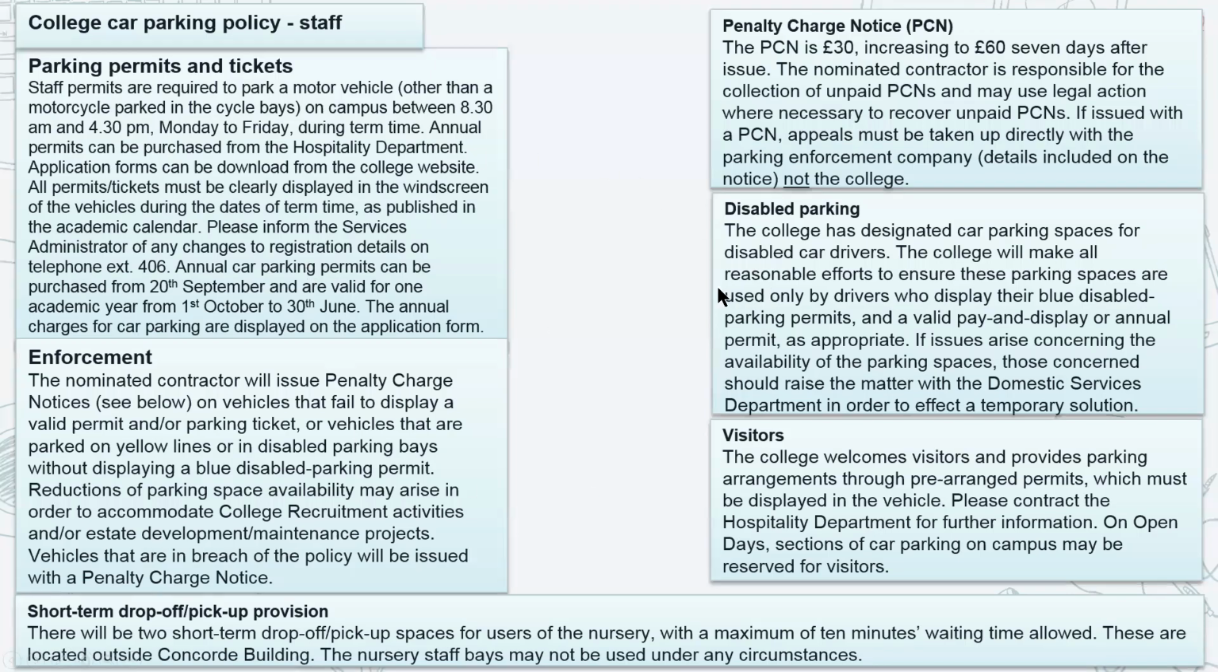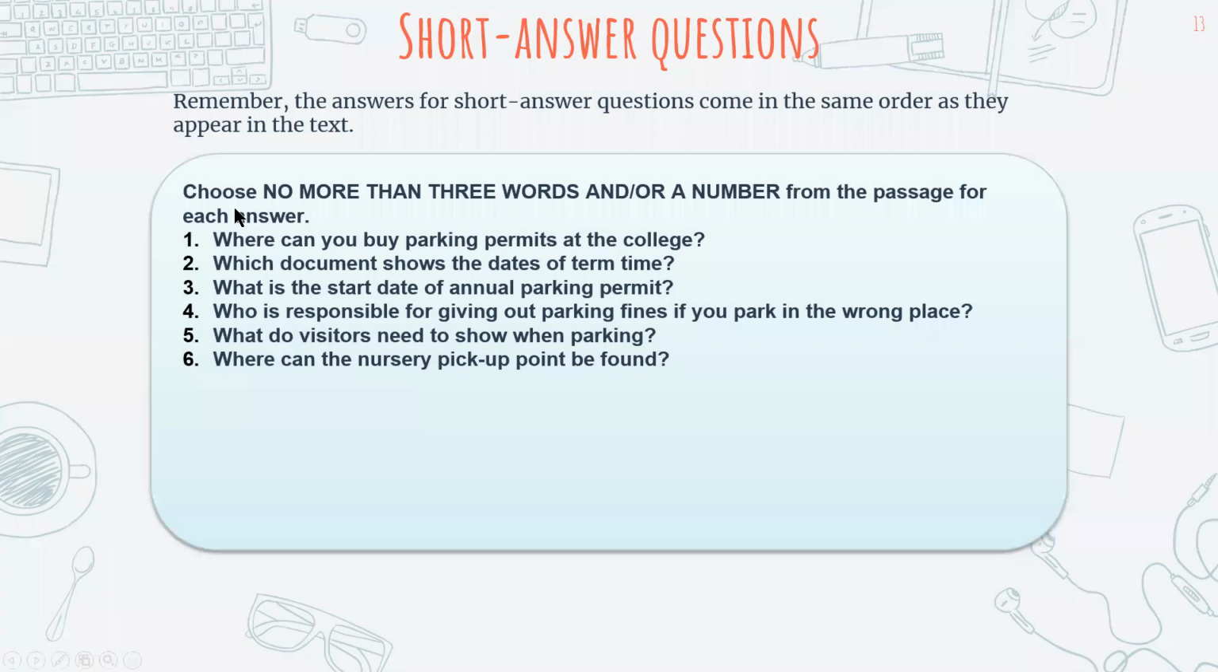Now we have the text again. It's called college car parking policy staff. And we have some paragraphs. As we said, you are not going to read the whole text. This is the question, short answer questions. Remember, the answers for short answer questions usually come in the same order as they appear in the text.